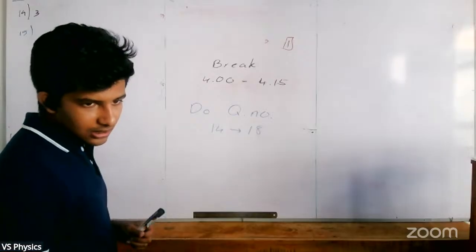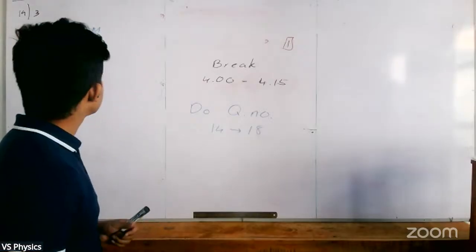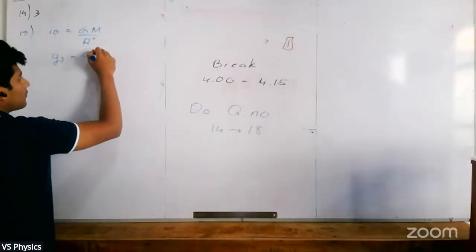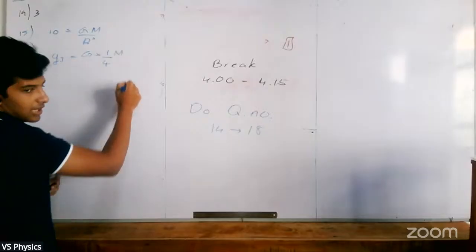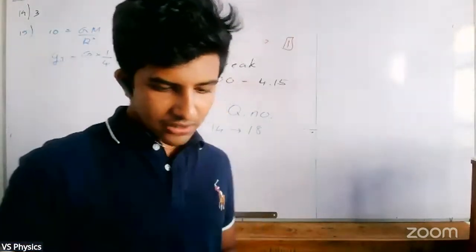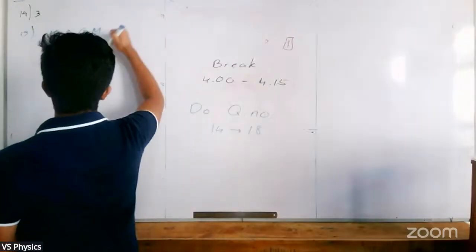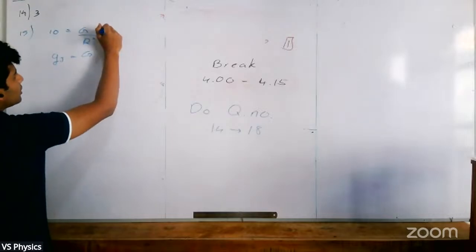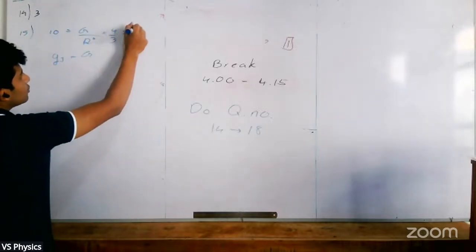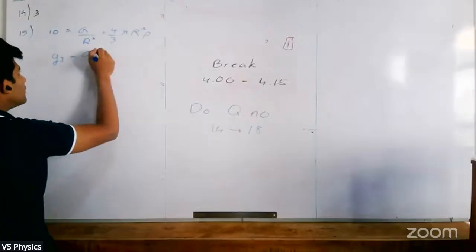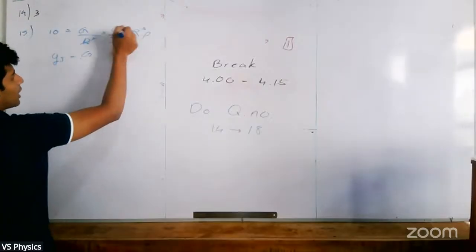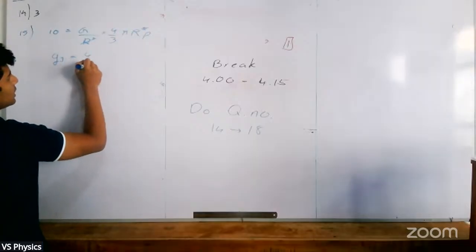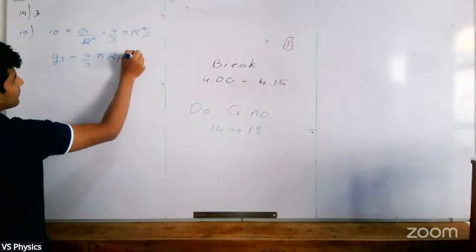11 times the diameter, 1/4 times the mass. Actually, that is completely wrong because the mass is going to be 4 over 3 pi r cube rho. Here also we are going to have 4 over 3 pi r rho g.